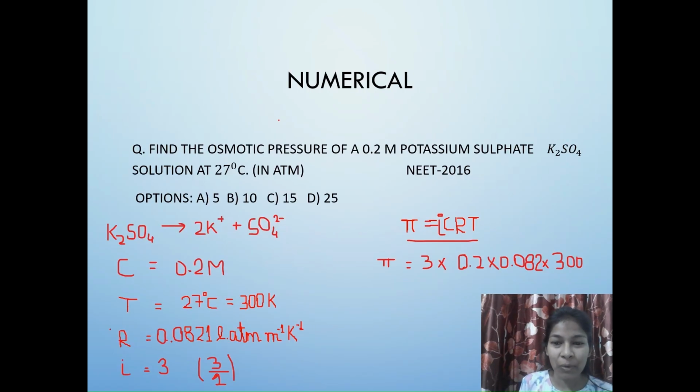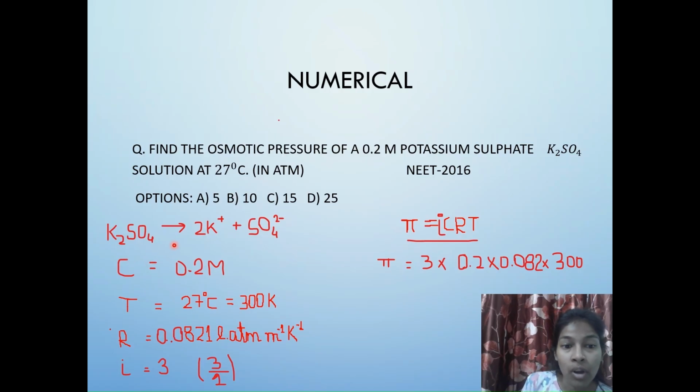Let's take a numerical now. The question says we have to find the osmotic pressure of a 0.2 molar, that's your concentration, of potassium sulfate, that is K2SO4, which will be your solute, at a temperature of 27 degrees Celsius. As I have told before, some solutes undergo dissociation, and the same is the case for K2SO4. Since it is not mentioned here, we assume that it is 100% dissociating.